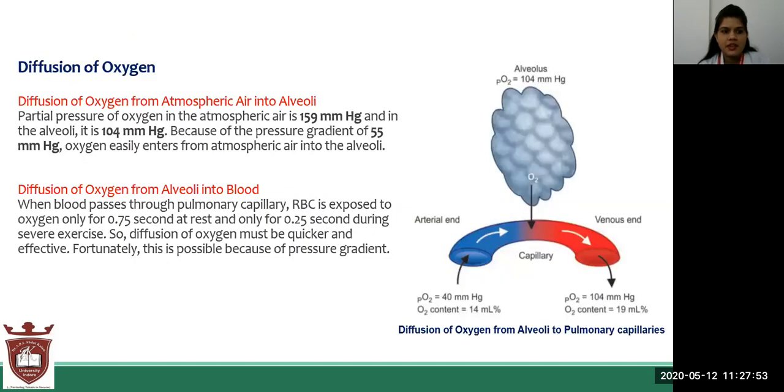Diffusion of oxygen. First we'll see diffusion of oxygen from atmospheric air into alveolar air. As we see, the partial pressure of oxygen in the atmospheric air is 159 mmHg, whereas in the alveoli, partial pressure of oxygen is 104 mmHg. So there is a pressure gradient of 55 mmHg. So oxygen easily enters from the atmospheric air into the alveoli.